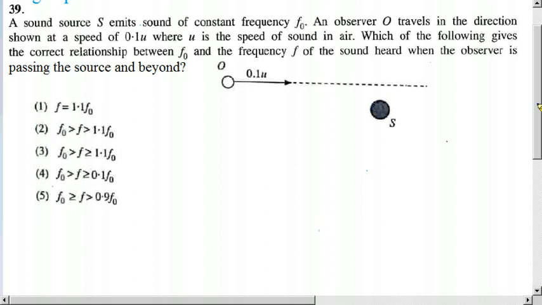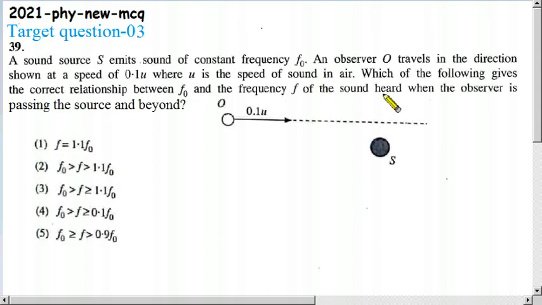Now I think you have done. So children, what they ask is the relationship when the observer is passing the source and beyond that. First let us find the answer when it is passing the observer. Passing the observer means exactly at this place. So approaching like this and at this place passing.